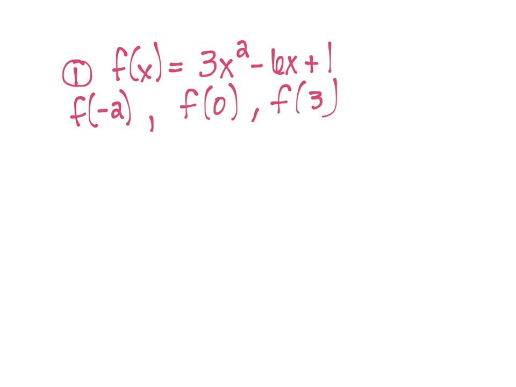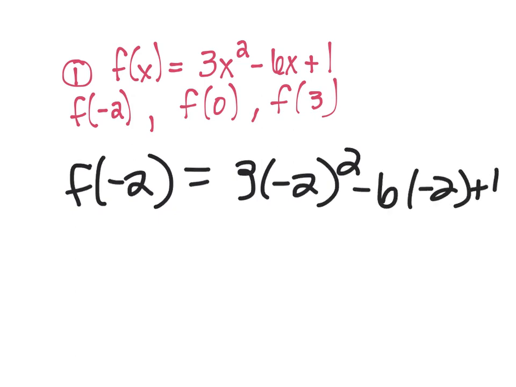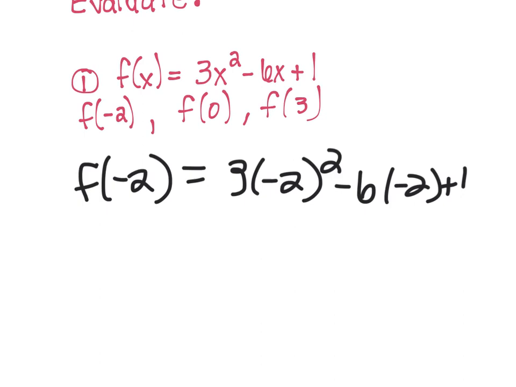Plug it in. So I'm going to do this 3 times. The first time I'm going to evaluate, I'm going to plug in -2. You guys with me? So 3 times -2 squared minus 6 times -2 plus 1. Parentheses, exponents first. Yes? Okay, so I have -2 squared, which is 4. Everybody okay with that? Okay, so this is 4.